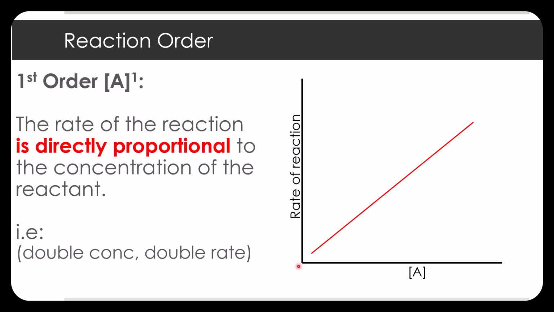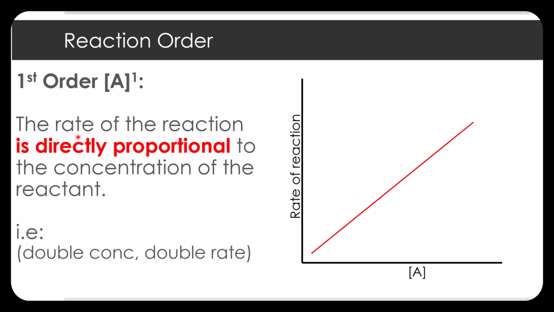So again, we see concentration of A increases from left to right, rate increases from top to bottom. And what we see here is as I increase A, the rate increases. Increase the amount of A, the rate increases. So there's this direct proportionality.